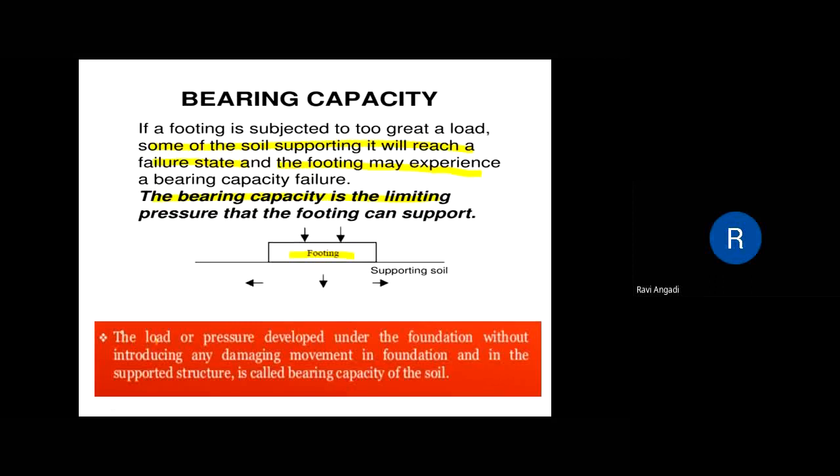Hence the load or the pressure developed under the foundation without introducing any damaging moment in the foundation and in the supported structure is called the bearing capacity of the soil. I'll repeat once again. The load or the pressure developed under the foundation without introducing any damaging moment in the foundation and in the supported structure is called the bearing capacity of the soil.